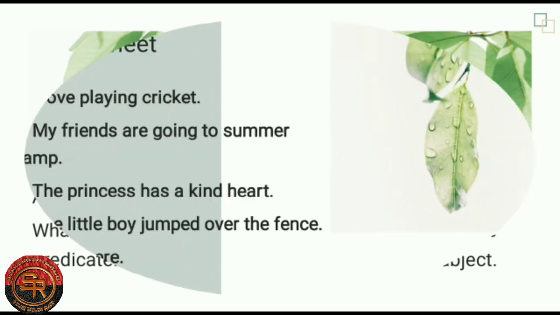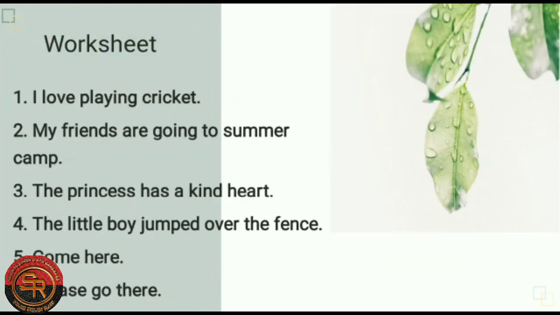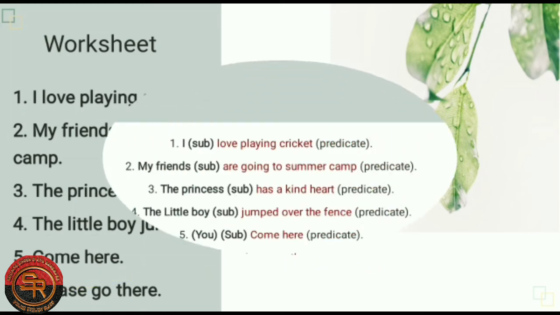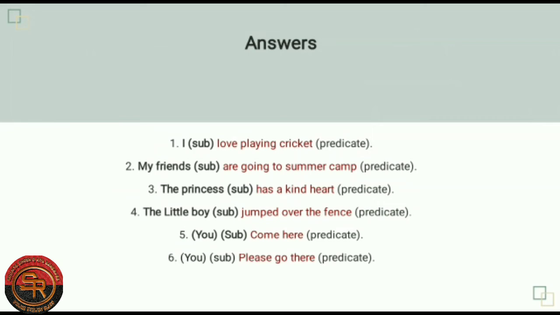Now, this is a worksheet for you, which I'll be explaining as well. Look at the examples. I love playing cricket. My friends are going to summer camp. The princess has a kind heart. The little boy jumped over the fence. Come here, please go there. These are the questions which you have to follow. So now let's look here. I love playing cricket. I is the subject. Who loves playing cricket? I. Now the question: what do I love? I love playing cricket. Cricket is our object.